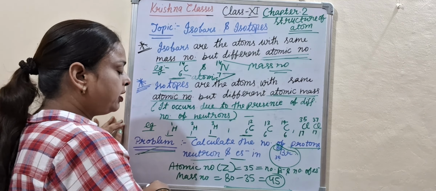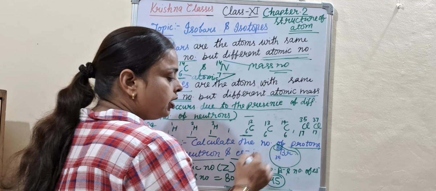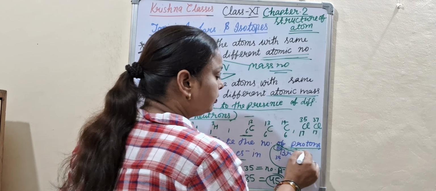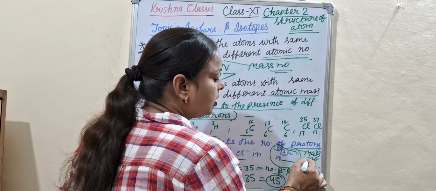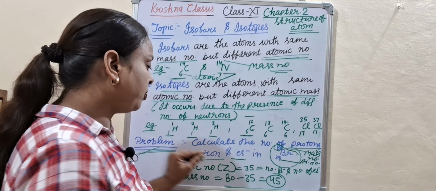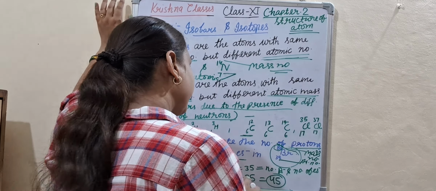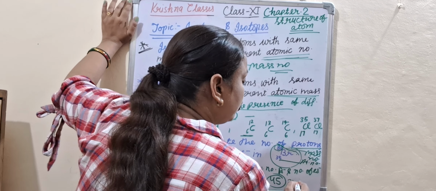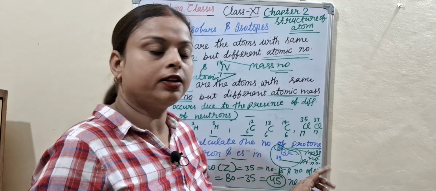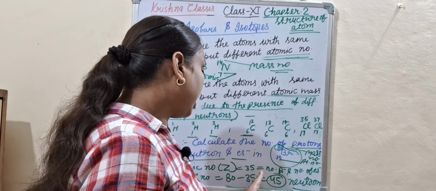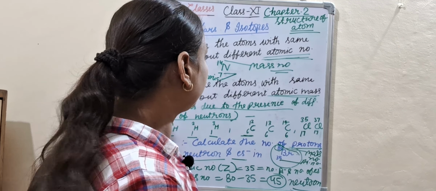And one problem was given in your class. Calculate the number of protons, neutrons and electrons in 35 Br 80. 80 is the mass number and 35 is the atomic number. Atomic number Z is equal to 35, which is equal to the number of protons and the number of electrons. Mass number 80 minus 35 means 45 neutrons. Protons and electrons are the same as the atomic number, that's why they are 35, and neutrons are the mass number minus protons. So this is today's class.